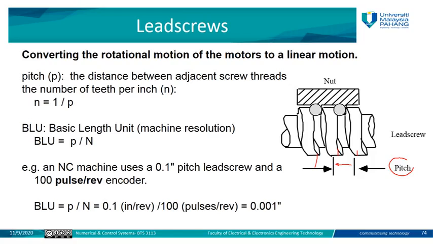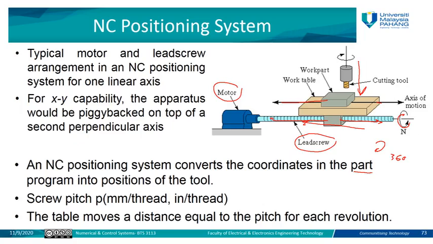So we have one thread, another thread. What is the distance between these two threads? It gives you what we call the pitch. So the pitch here, how many? It will be measured either in millimeter per thread or inch per thread, so we can know how long this table will be able to move from, for example, the point here which is close to the motor until the end point here.